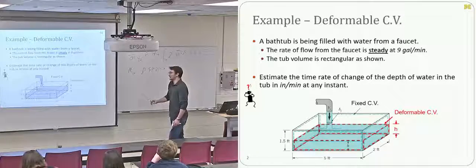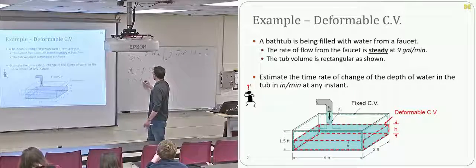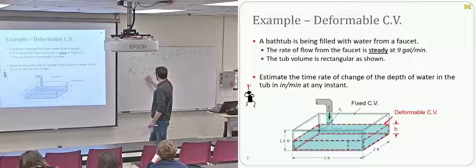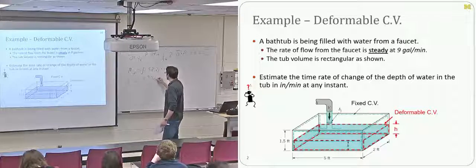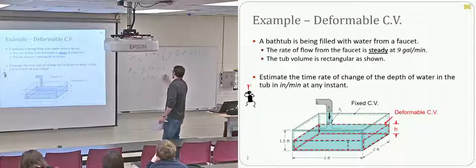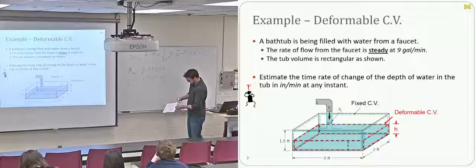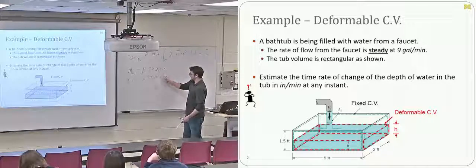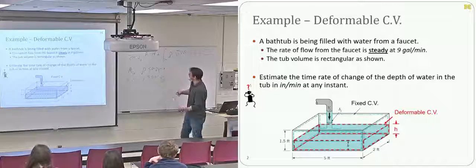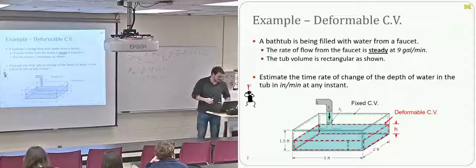So if we take the partial derivative term, what we end up with is d/dt of m_cv is equal to simply rho times 10 feet squared times dh/dt. Okay. So this is the term we're actually looking for. Remember, we've taken care of our unsteady term right there.